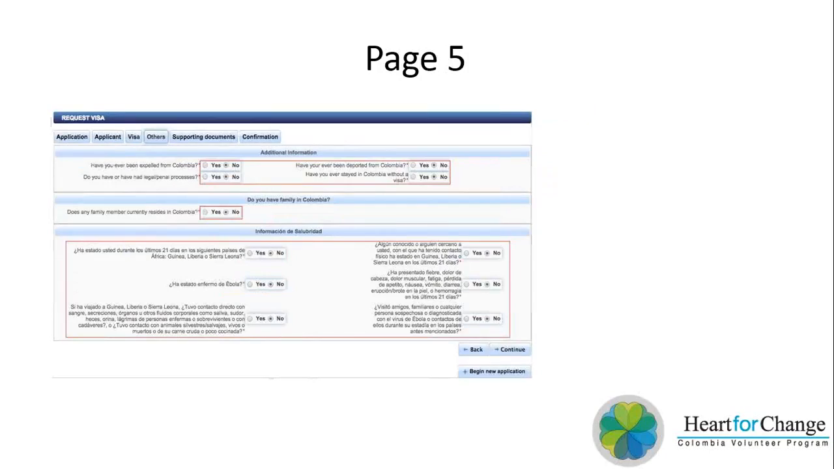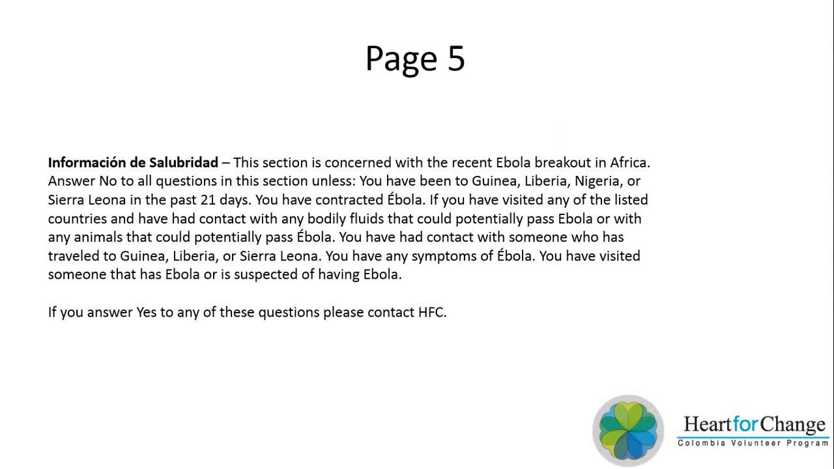Page 5. Additional information. Do you have family in Colombia? Answer questions accordingly. Información de salubridad. This section is concerned with the recent Ebola outbreak in Africa. Answer no to all the questions in this section unless you have been to Guinea, Liberia, Nigeria, or Sierra Leone in the past 21 days.